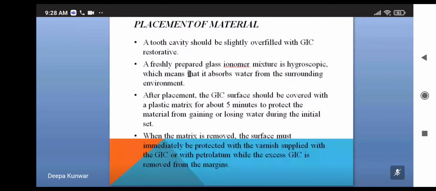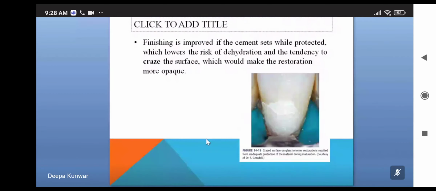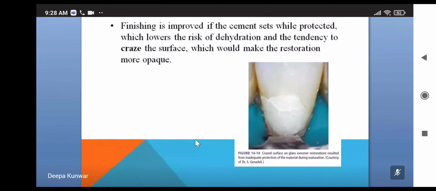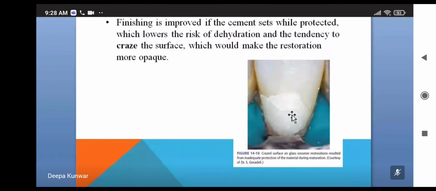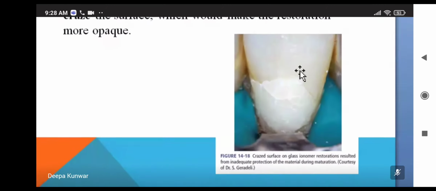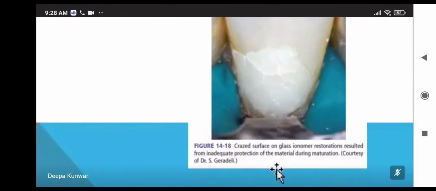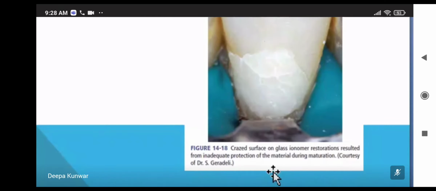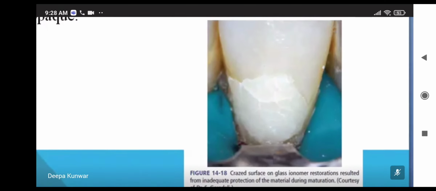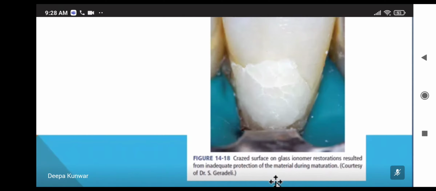Finishing is improved if the cement set is protected, which lowers the risk of dehydration and tendency to craze. Look, there is some crazing present in this area, that is because we did not prevent dehydration, or it may have got contaminated with saliva.